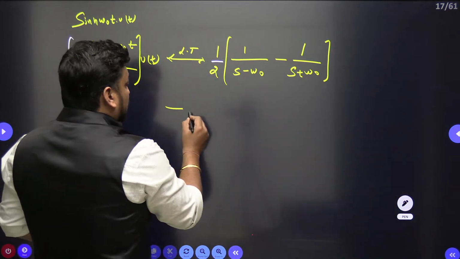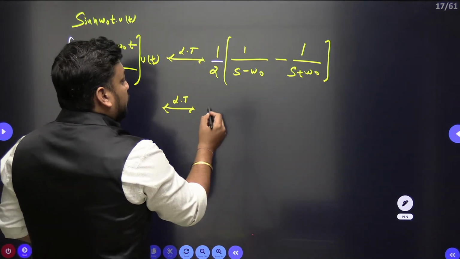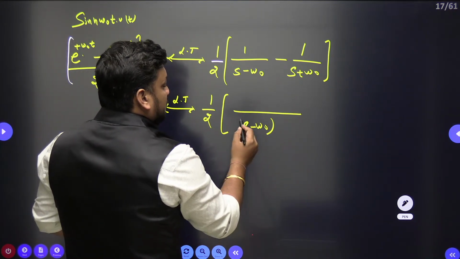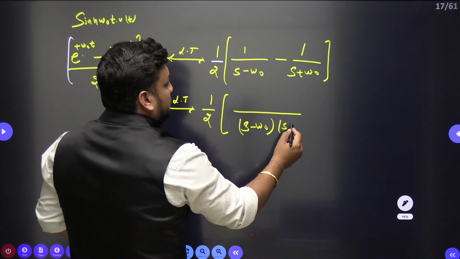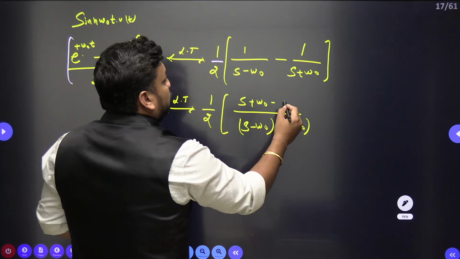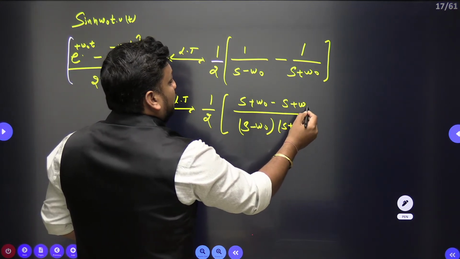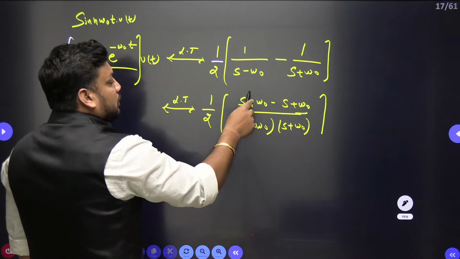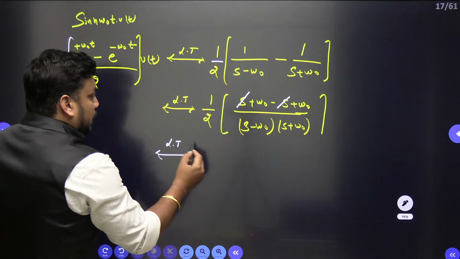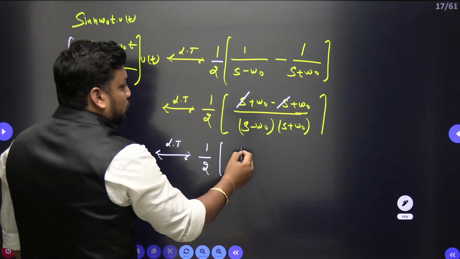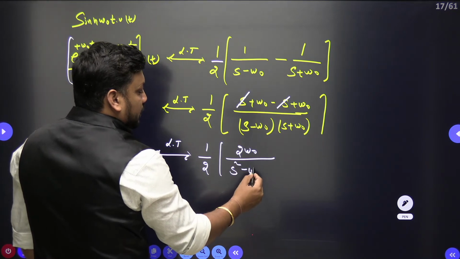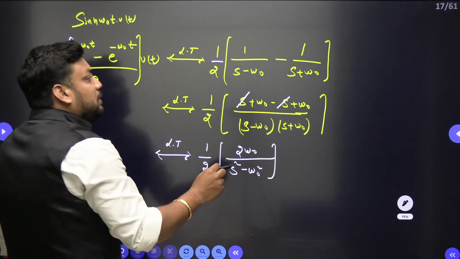Yes. Now tell me the Laplace transform. If you take the LCM, what will you get finally? You will get a minus b, a plus b. So s minus omega 0, s plus omega 0. Here you should write s plus omega 0, and here minus s and plus omega 0. Yes or no? Because minus minus plus, this cancels out. So the ultimate expression will be 1 by 2 into 2 omega naught upon s square minus omega 0 square.